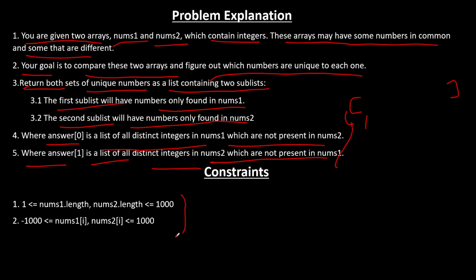The constraints of the problem are that the nums1 length can go from 1 to 1000, and similarly nums2 length, and the values can be from -1000 to +1000. I hope you understood the explanation of the problem. Now let's move to the next slide.